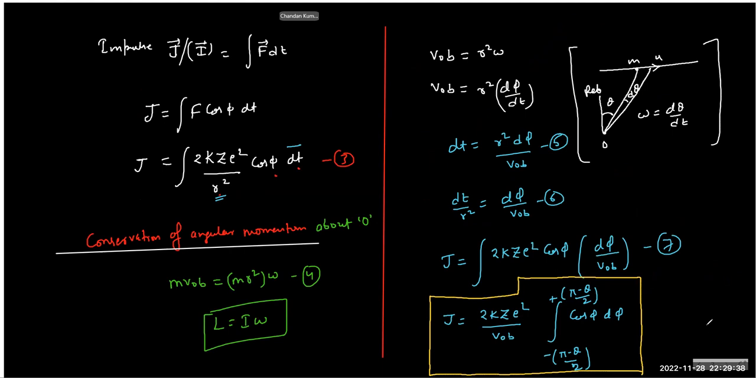So if you integrate, what will we get? After integration, what are we getting? 2 cos theta by 2. Very good. So 2 to the 4, this will come: 4kze square by v naught b into cos theta by 2. This is equal to 2mv naught sin theta by 2. Correct. Now comes the impulse momentum theorem.